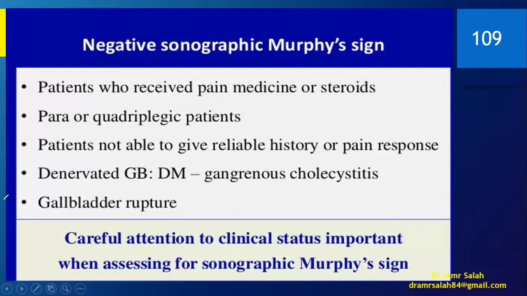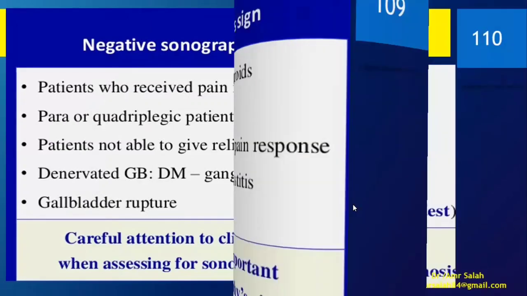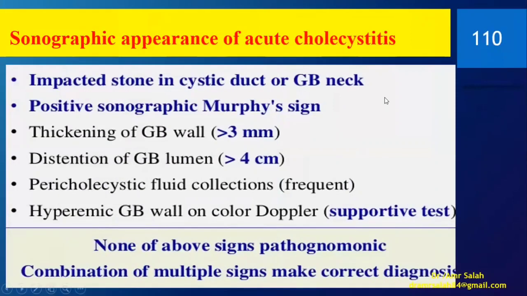Diabetes essentially affects the nerves, so he might not suffer from the classical Murphy sign or the pain as in the classical clinical picture. Also elderly patients and patients on painkillers, all of these patients will not have the positive Murphy sign. Okay, all right.